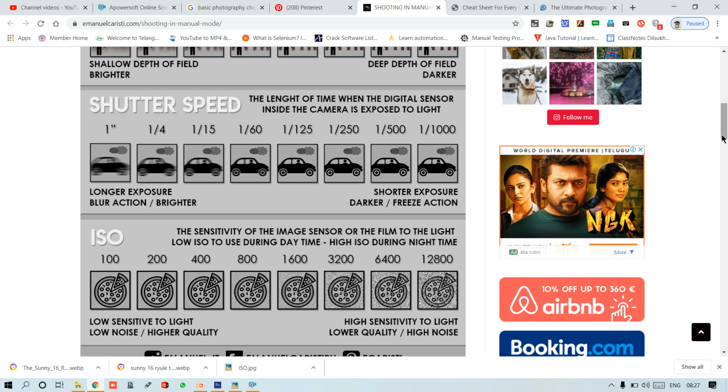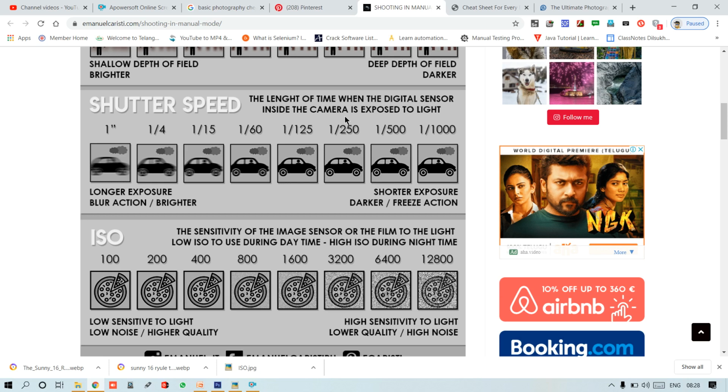And a normal exposure time goes with 1 by 100, 1 by 125, 1 by 200. When it goes beyond 1 by 500, it's a shorter exposure time, where we are going to freeze the action. The length of time when the digital sensor inside the camera is exposed to light, that is the proper definition of shutter speed.